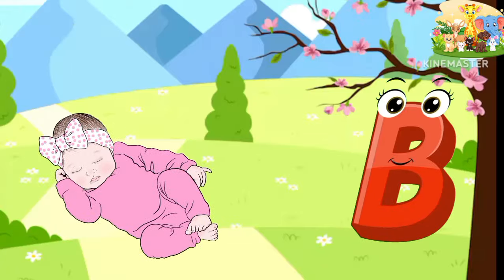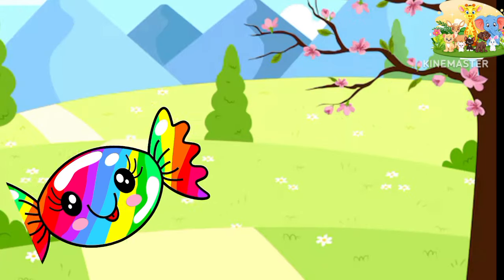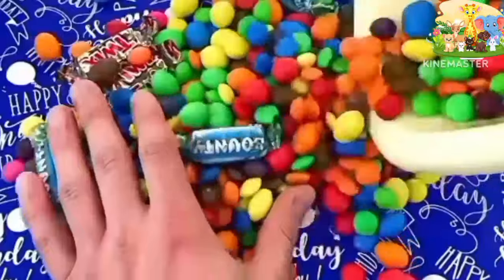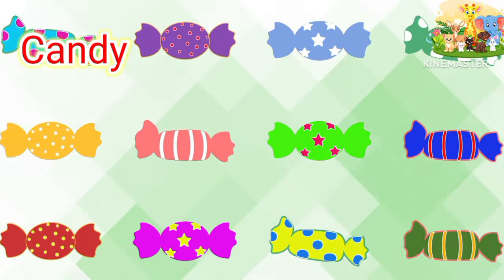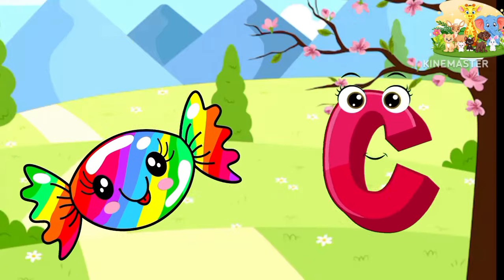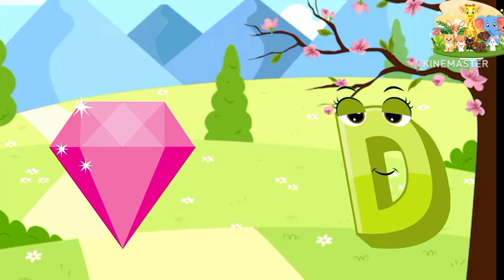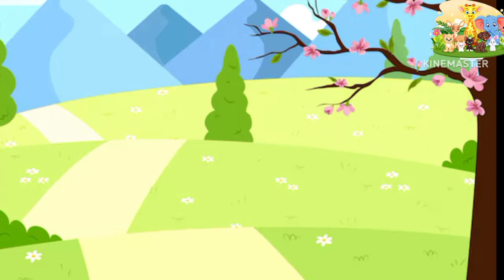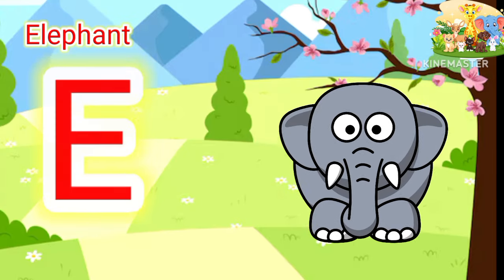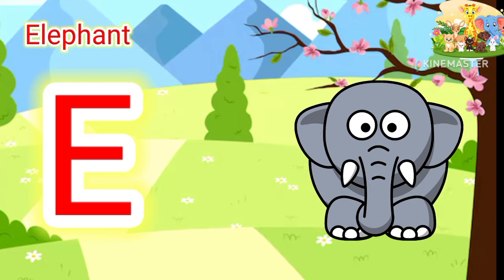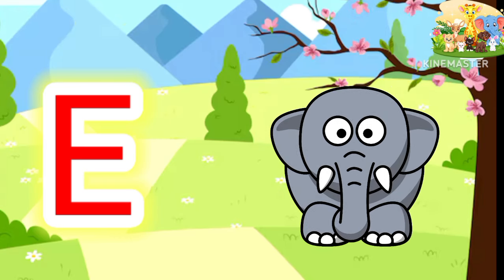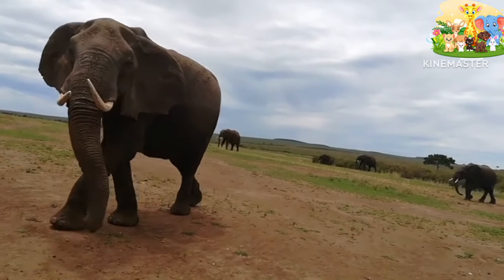B, baby. C is for candy, candy. C, candy. D is for diamond, diamond. D, diamond. E is for elephant, elephant. E, elephant.